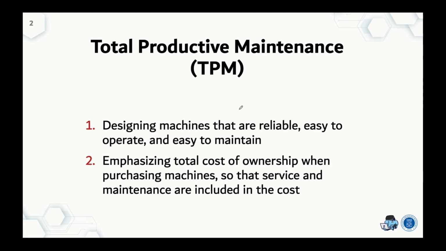In total productive maintenance, we emphasize the total cost of ownership. When we purchase a machinery or a product, we include the service and maintenance in the cost, not only the purchasing cost. Since there are some products that are low in price but have a high maintenance cost, we sometimes do not consider this at the very beginning. So it is wise to include the total cost of ownership when we purchase a new product, component or machinery.